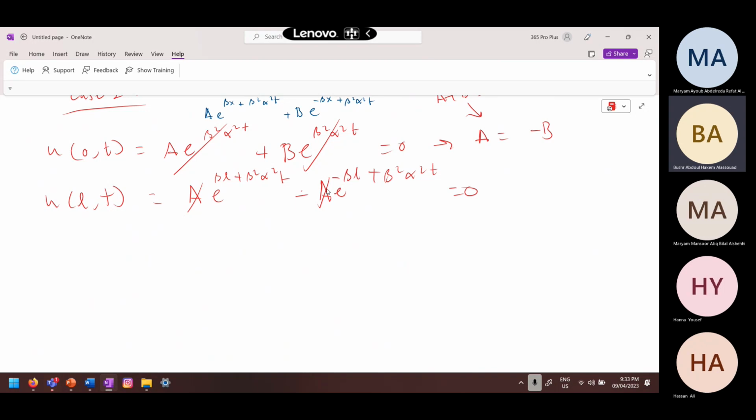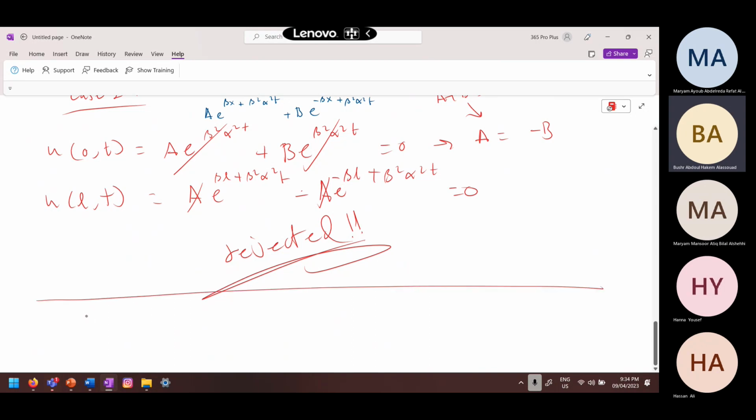The only way to solve this question is just by substituting A with zero, which also gives you the solution that A and B are equal to zero. Again, this solution is rejected. Try solving it with any way you like. Try any method that you understand in math. You will see that this solution is rejected. Okay, now jumping to case three.